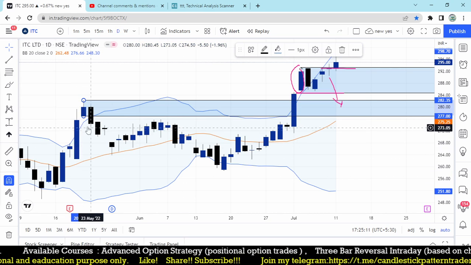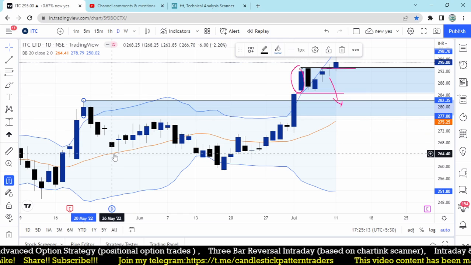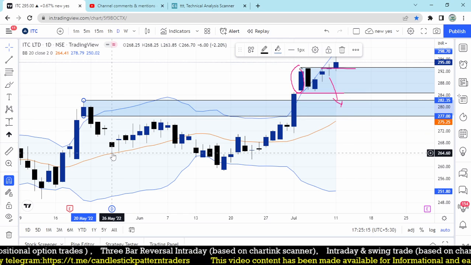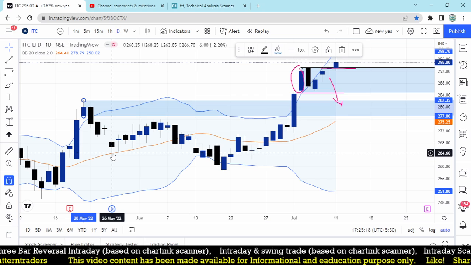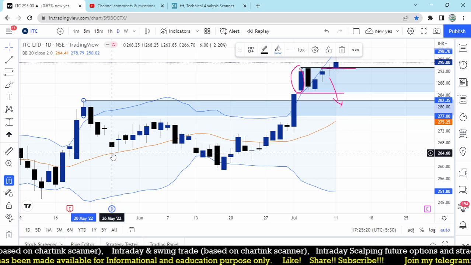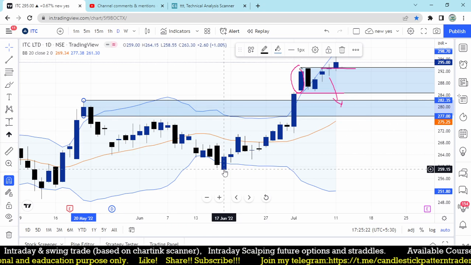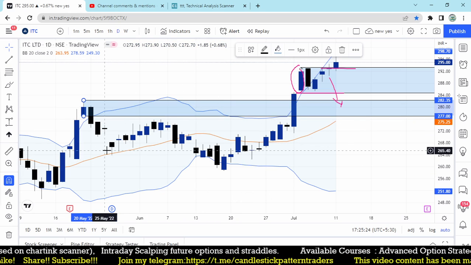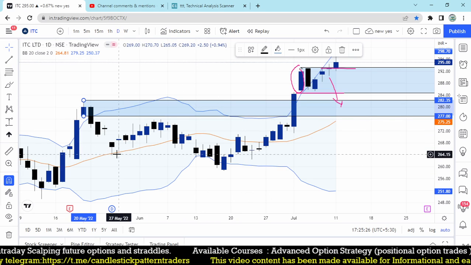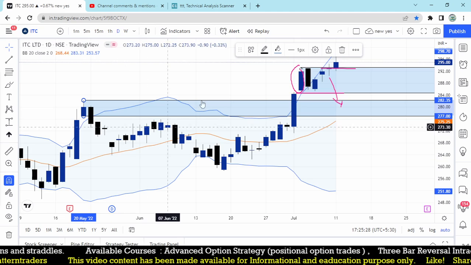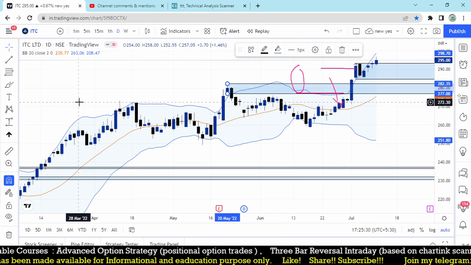By next day itself it broke, and our target would be the moving average line, that was 264 from 277. After that, it keeps on moving down towards 259, but we are expecting the nearby target, the middle band, as a target. So this way we can find out a stock.